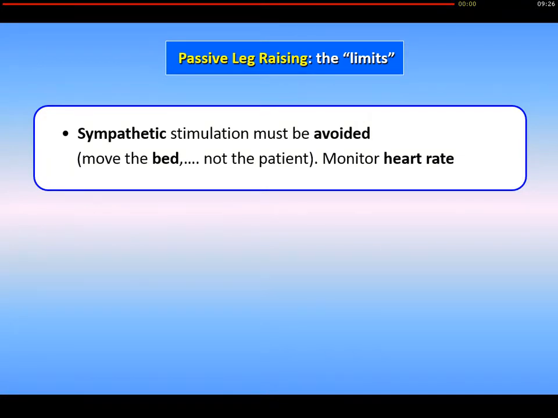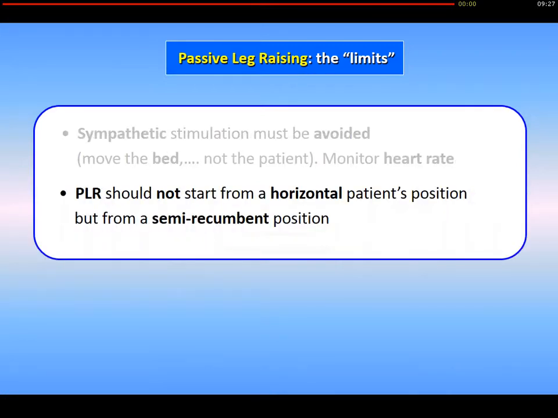And of course, there are some limitations to use PLR. We know that during this maneuver, we should avoid sympathetic stimulation, because if you have sympathetic stimulation, you can have an increase in cardiac output, which is not due to the maneuver, but due to the sympathetic stimulation. And for this, you have to move the bed and not the patient, and you have to monitor heart rate to be sure that there is no huge sympathetic stimulation.